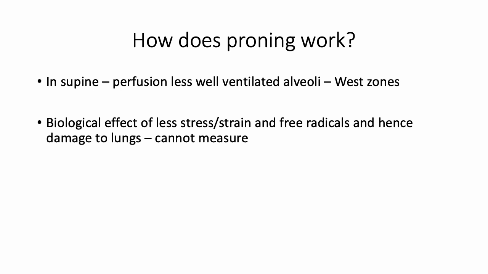So proning, how does it work? Well, if you're supine, you're perfusing your less well ventilated alveoli. And this is just due to gravity. So when you're sitting upright, the bases of your lungs are the lowest and therefore get the most blood flow, whereas the apices of your lungs get the least blood flow just because the blood has to travel higher. But due to the compliance of the lungs in different areas, the tops of your lungs tend to get the best ventilation.